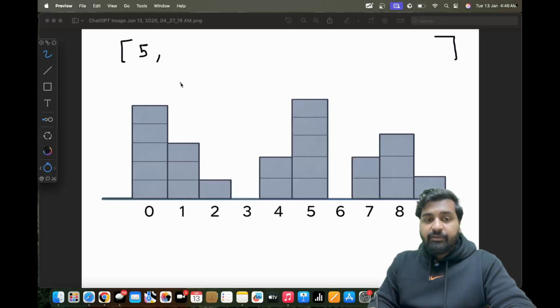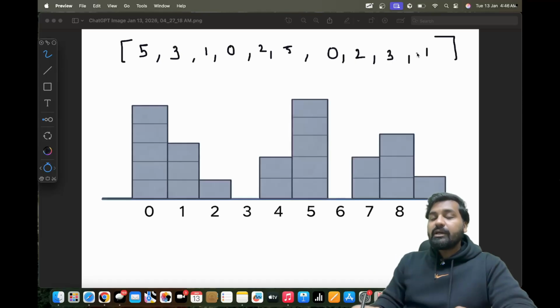Here we have 1, 2, 3, so a building of 3 blocks. Then here we have 1 only, so a building of 1 block. Then here we have nothing, so a 0 block building. Then 2, then 5, then 0, then 2, then 3, then 1.